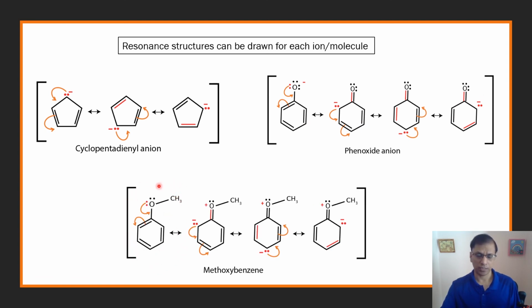Methoxybenzene, also called anisole, is a neutral molecule. Nonetheless, the lone pair of electrons on oxygen can get delocalized into the benzene ring. You can see in this case there's a positive charge on oxygen and a negative charge on the ring. Typically that's not favored, but in this case that's okay, because the stabilizing energy due to the delocalization of electrons far outweighs the separation of charges.